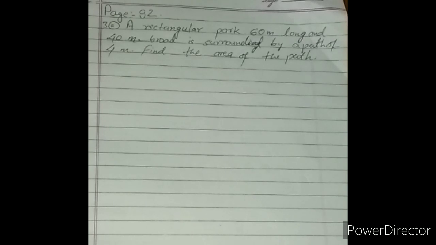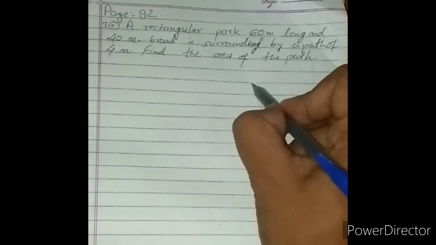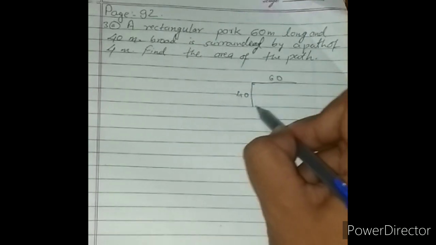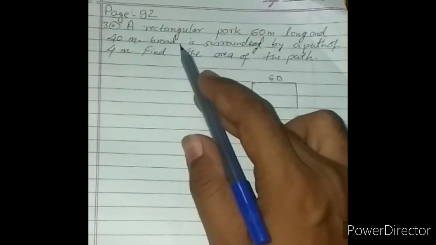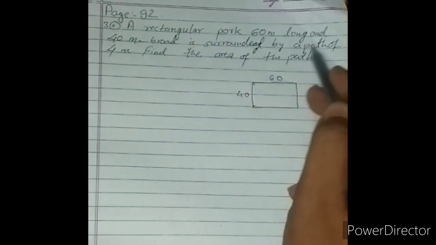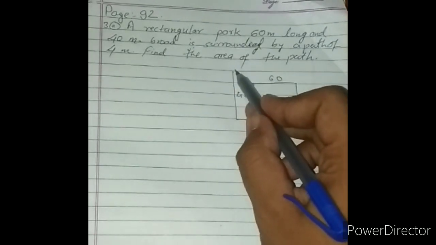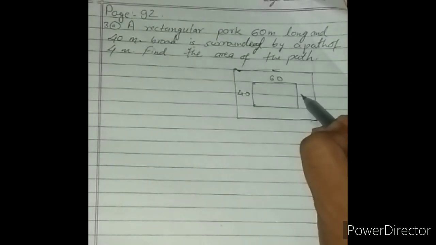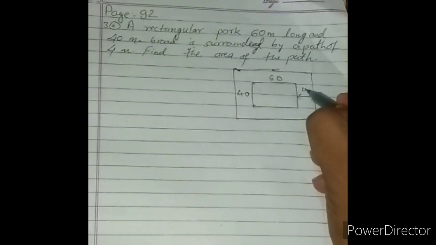You can see on your screen a question is there. A rectangular park 60 meter long and 40 meter broad is surrounded by a path of 4 meter. Now it is surrounded by a path means outside a rectangle there is a path whose wideness is 4 meter, that is why it is 4 meter.